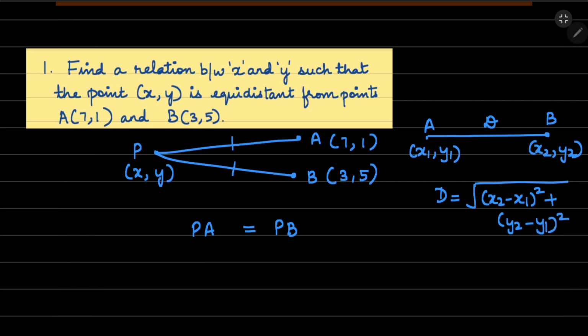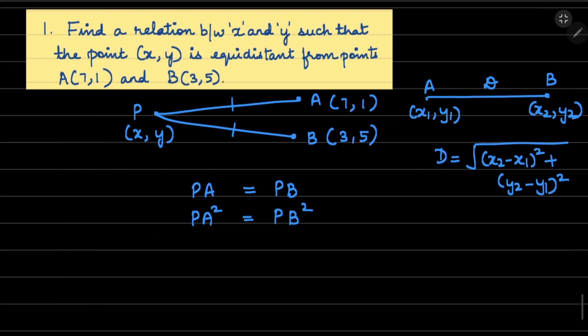The distance between P and A will be calculated using the distance formula. When you square it, this square root will get eliminated. So we'll square it on both sides: PA square equals PB square. You can take any one point. PA square is nothing but the square of the distance between P and A.